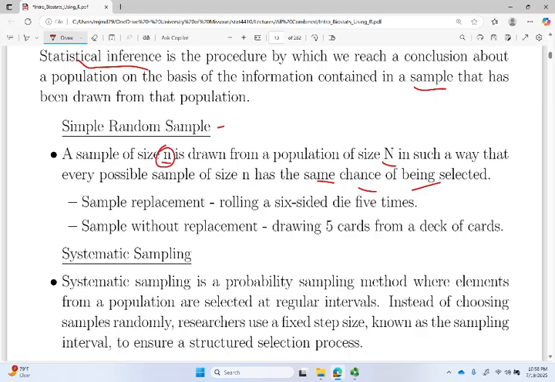So if we're rolling a 6-sided die 5 times, we use that same die 5 times. So we're sampling it, using it again, putting it back, sampling it. And so you can have simple random sampling with replacement or without replacement.